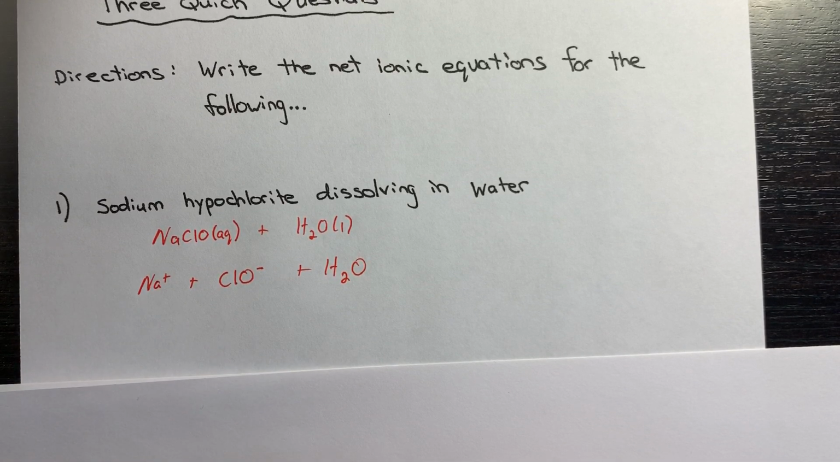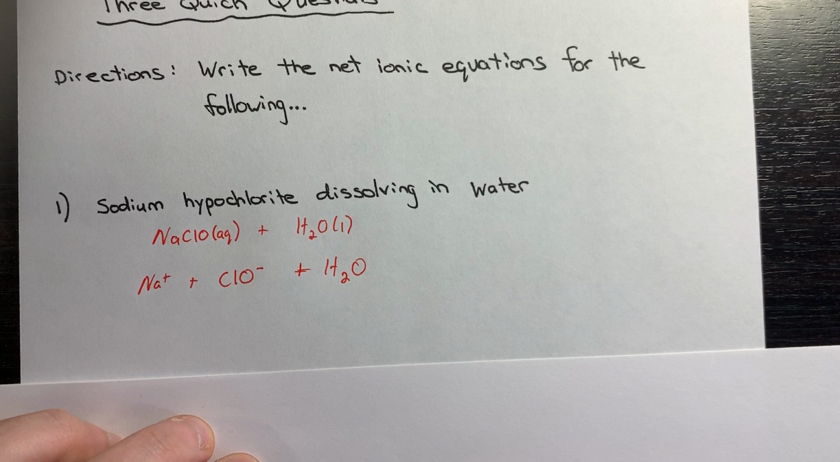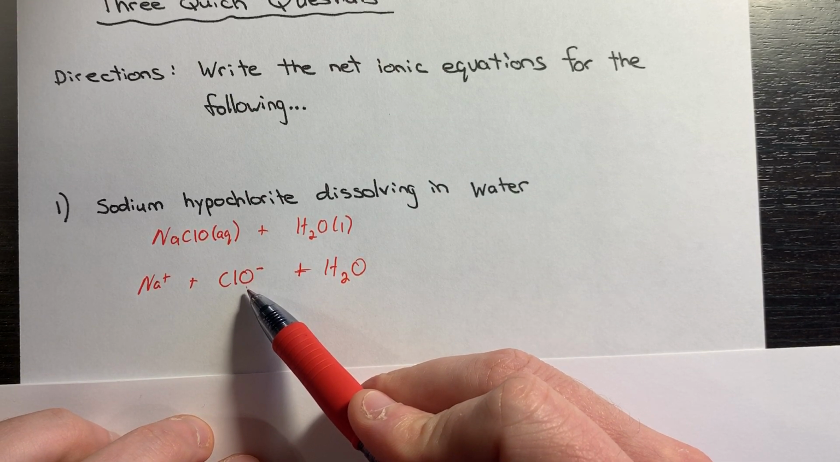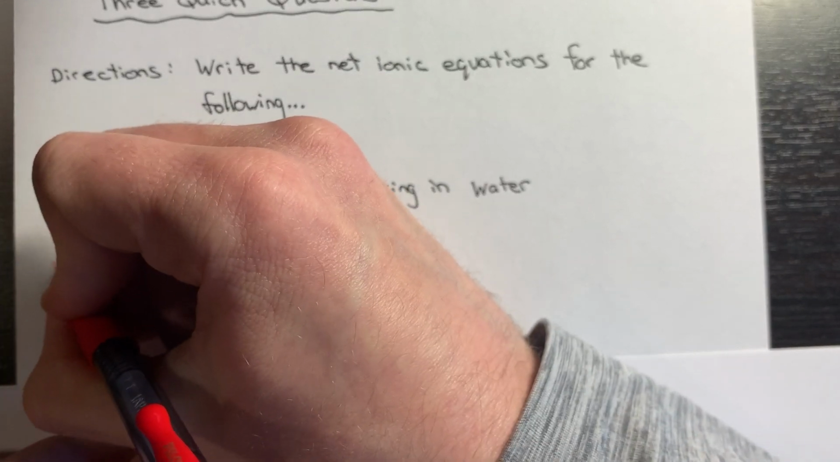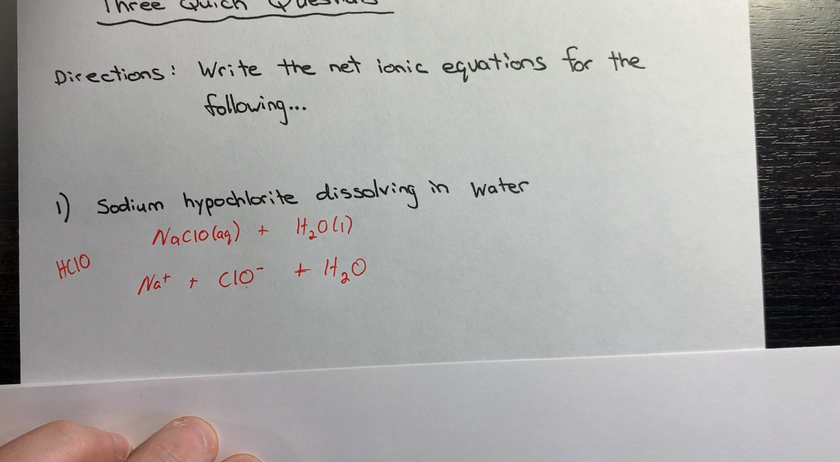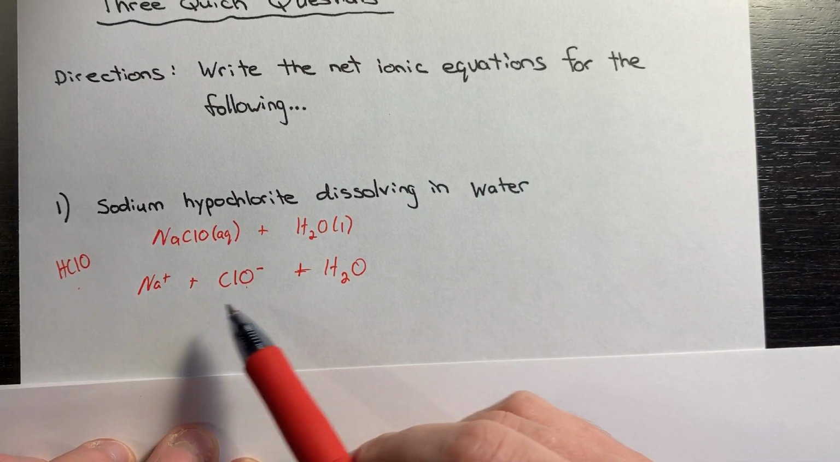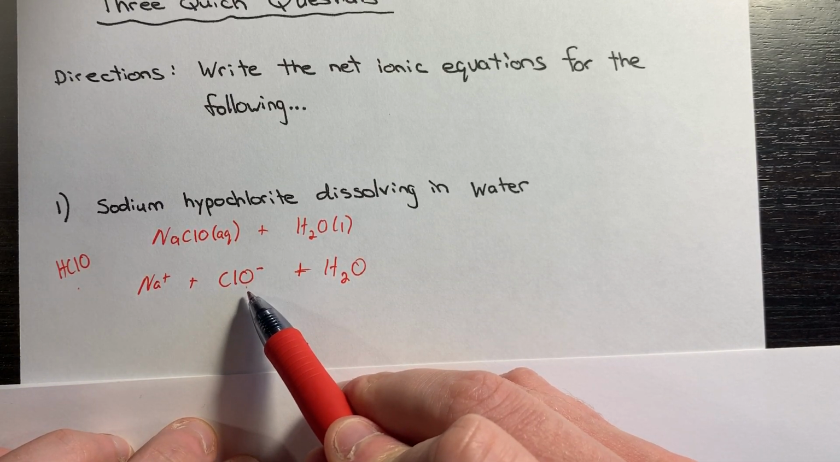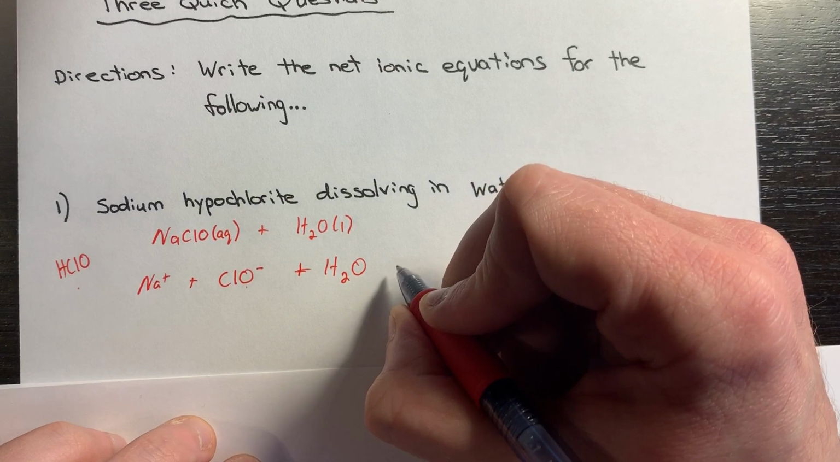Okay. What I want to do is figure out, well, what is the reaction that's actually going to take place? What we should key in on is the fact that the ClO minus is the conjugate base of the weak acid HClO, or hypochlorous acid, right? So hypochlorous acid is a weak acid. This is the conjugate base. And so this hypochlorite ion is going to deprotonate our water molecule.